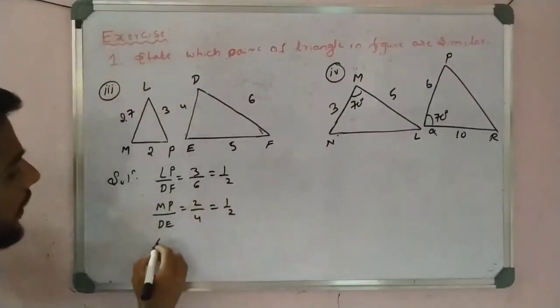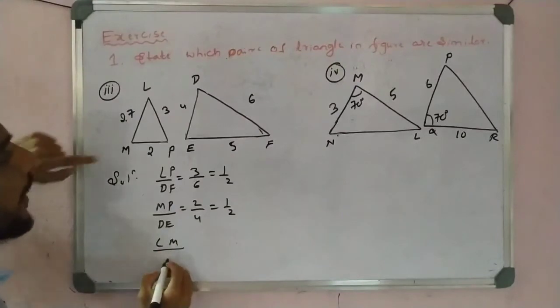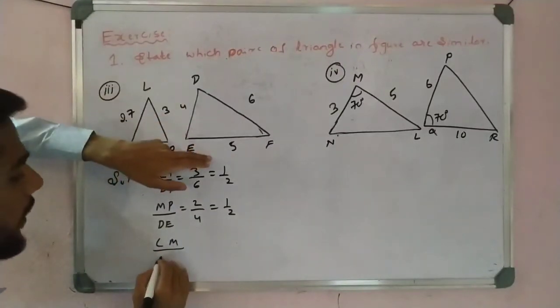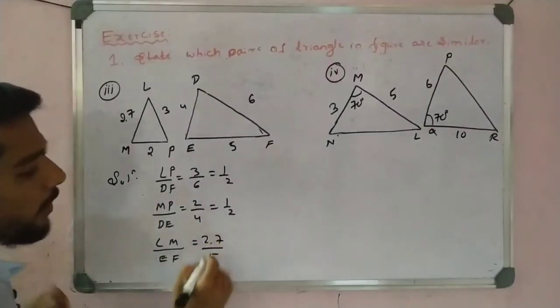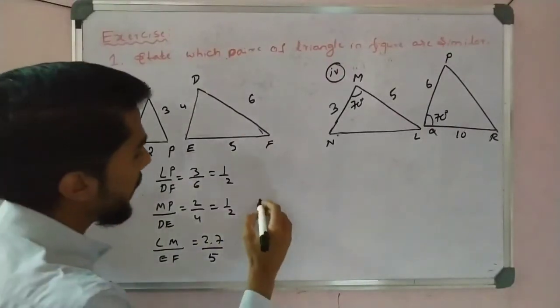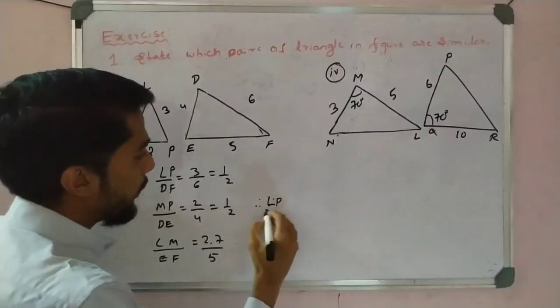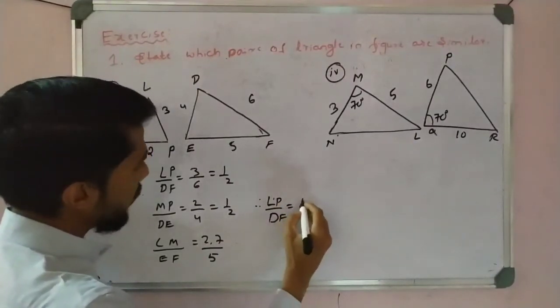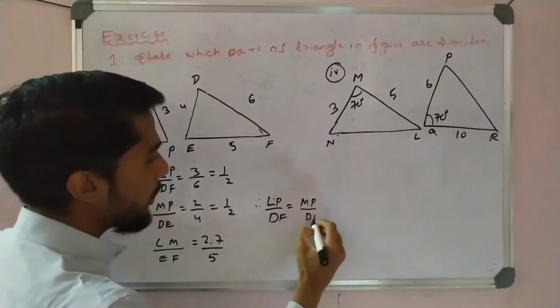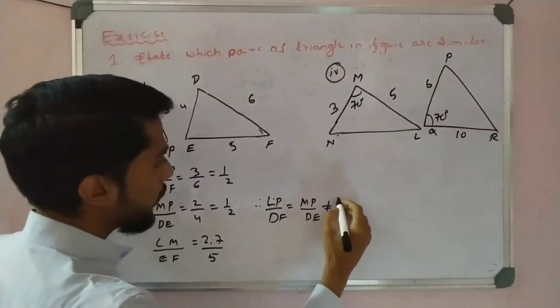But here it fails. Last, there is no choice. We take EF, but here there is no match, right? We do not get 1 by 2. So therefore we say that LP by DF is equal to MP by DE, but the third is not equal to both.